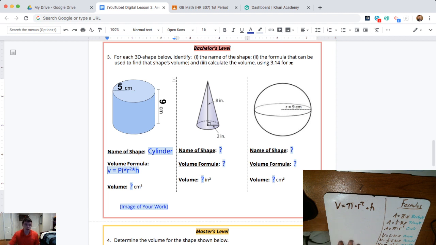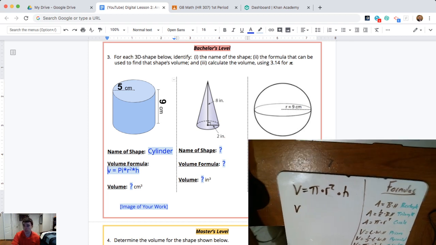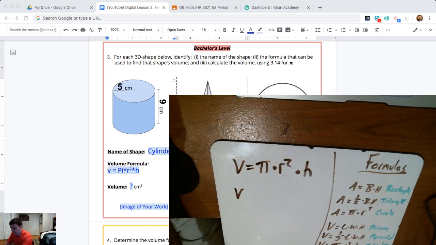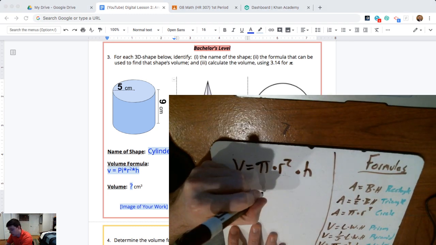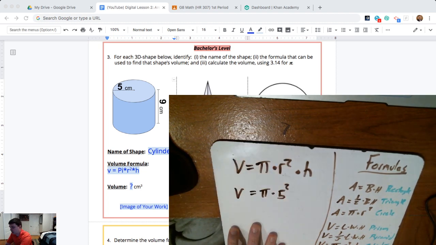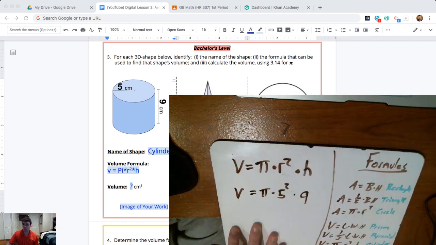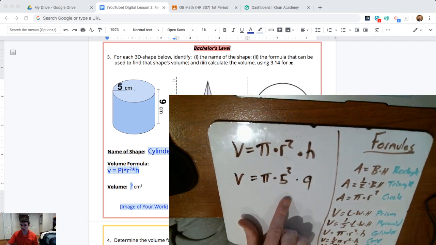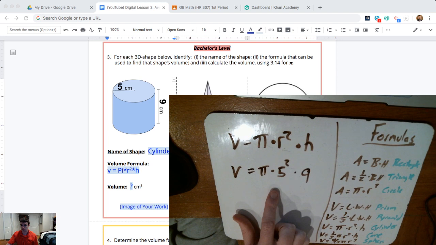The radius is going to be that distance halfway across the circle, in this case the circular base for our cylinder, so it's a radius of 5 centimeters halfway across. Make the whiteboard a bit bigger. And the height, in this case, is 9 centimeters, so we'll be plugging in 9 for the height and 5 for the radius. And thank you, Jeff. Yep, the radius is 5, the height is 9.